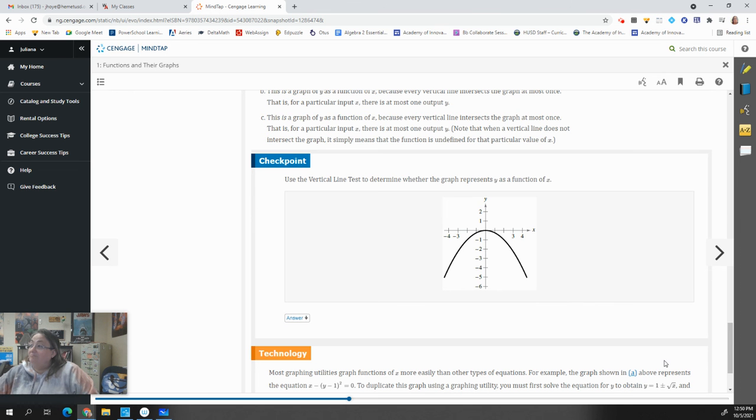Is this a function? Is this a function? Look at the picture. Stop talking and look at the picture. Is this a function?